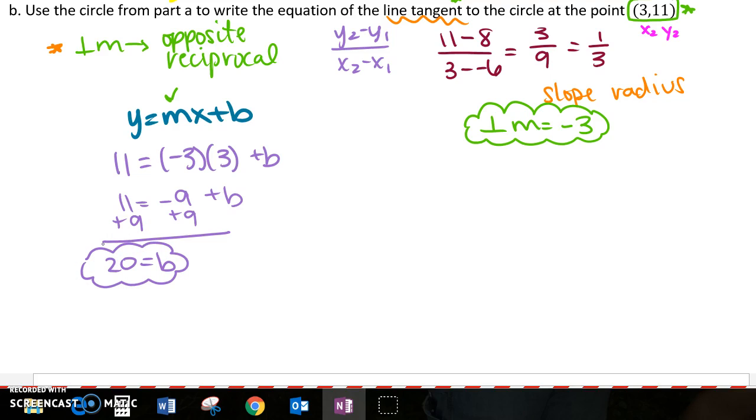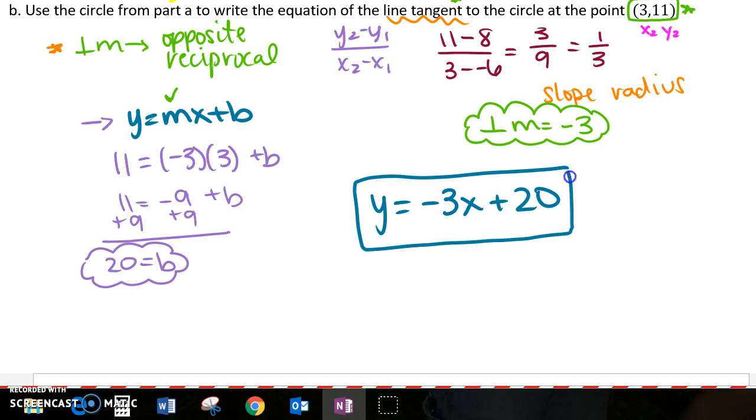Now from here, we have our slope and we have our y-intercept, so we can substitute it into our equation. Our final answer will be y equals negative 3x plus 20. Make sure you are substituting in your perpendicular slope, okay? Not the slope of the radius, you want the perpendicular slope to go into your tangent line equation.